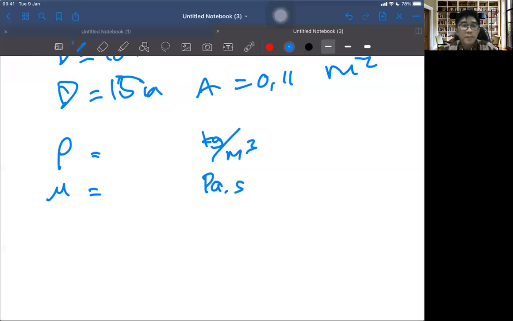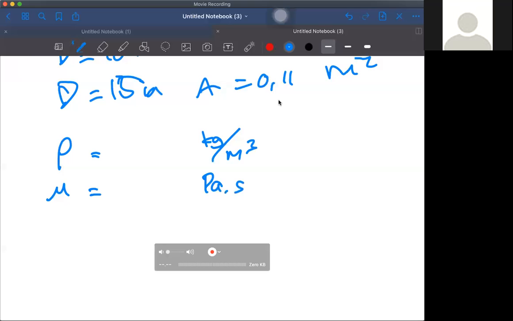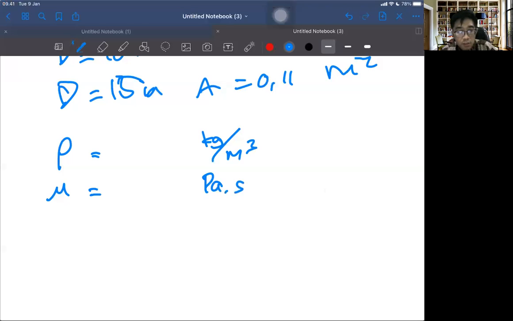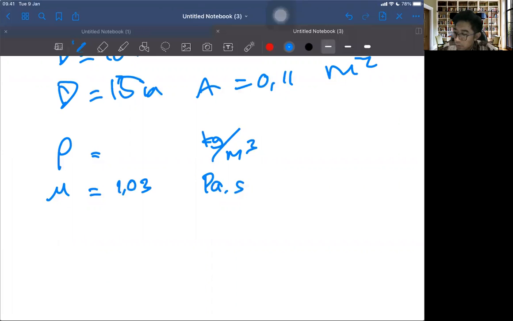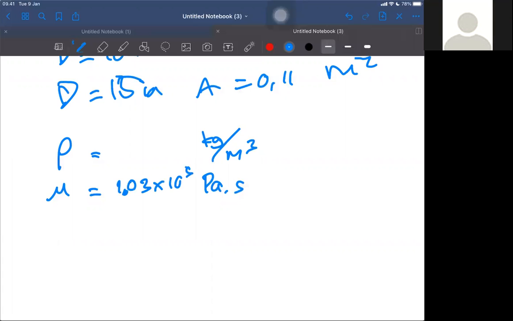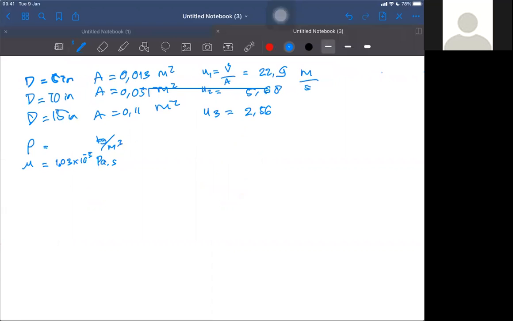Yes, sir. Does it have to be at 30 degrees, sir, if I'm not wrong? Yeah, it's around 30 degrees. The viscosity, I think it doesn't change much with the temperature. The data should be around 25, right? Is it 1.03, sir? Yeah, 1.03 times 10 to the negative 5. Is that right, sir? Yes, minus 5, right? Okay.